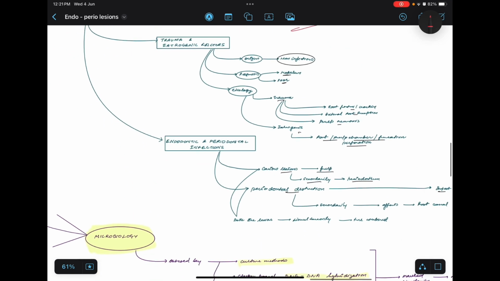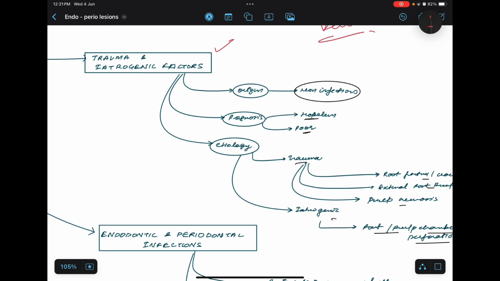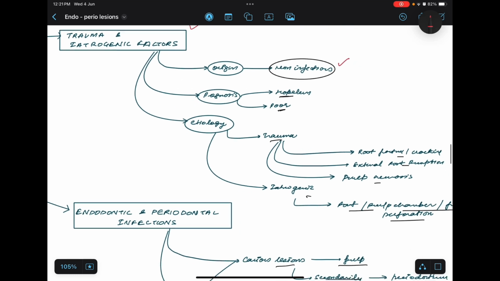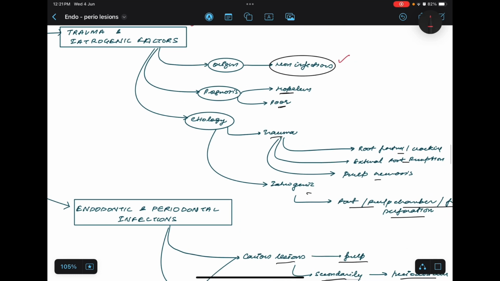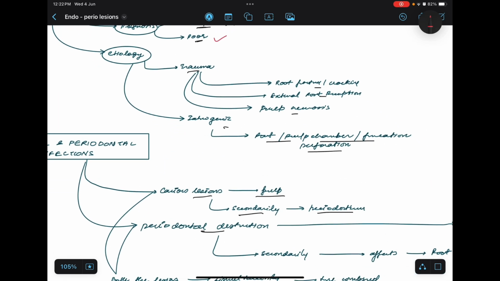Okay, now moving on to etiology. Etiology could be, again, because of trauma or iatrogenic factors. Okay, origin could be non-infectious. For example, if the patient fell from a cycle, then yeah, trauma, it is non-infectious. Then prognosis, again, depends on that, whether it could be hopeless or it could be poor. Then etiology depends on trauma.